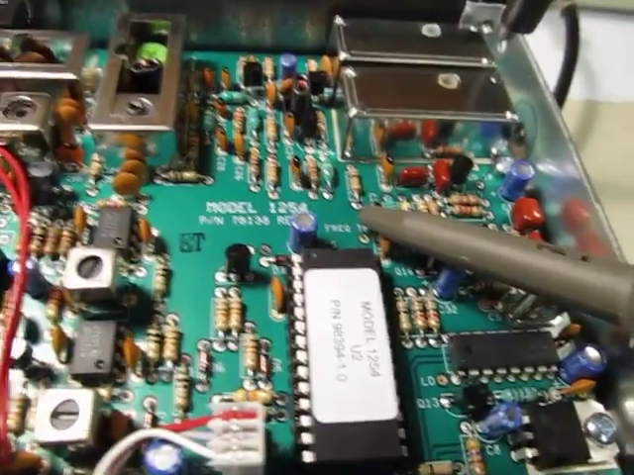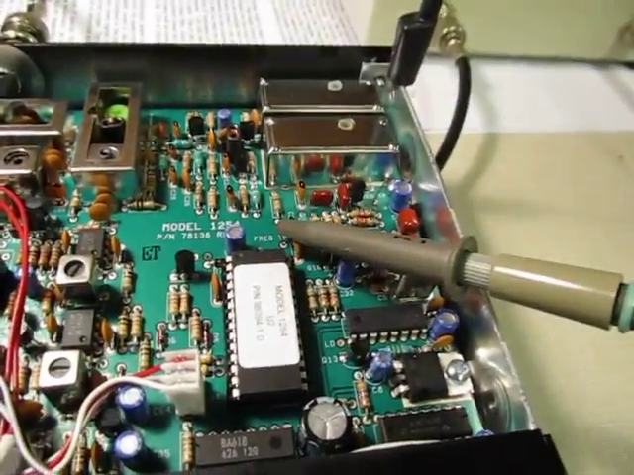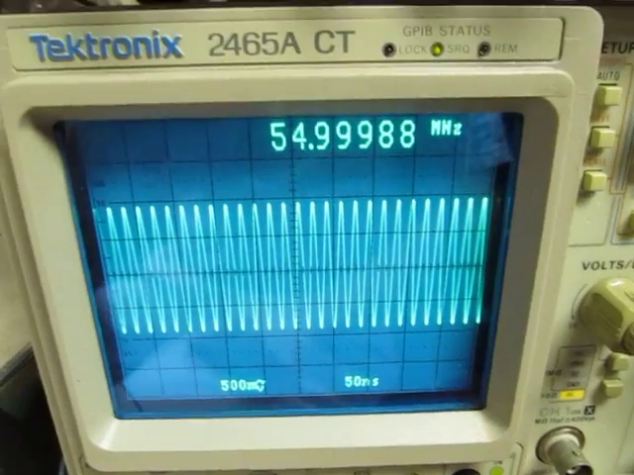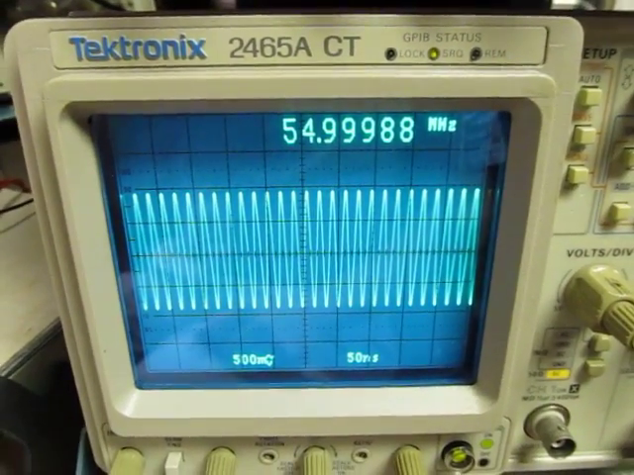So there's a little test point here to actually look at our LO signal. And if we go look, I just put the probe on that test point. We go over here and look at the scope. There we go. We're basically right at 55 megahertz, give or take a few kilohertz here. So that's our local oscillator.